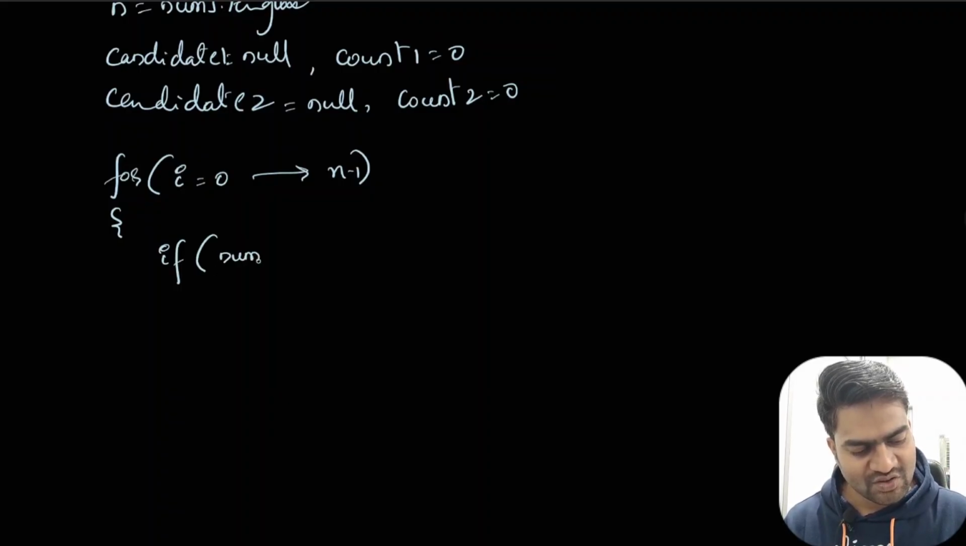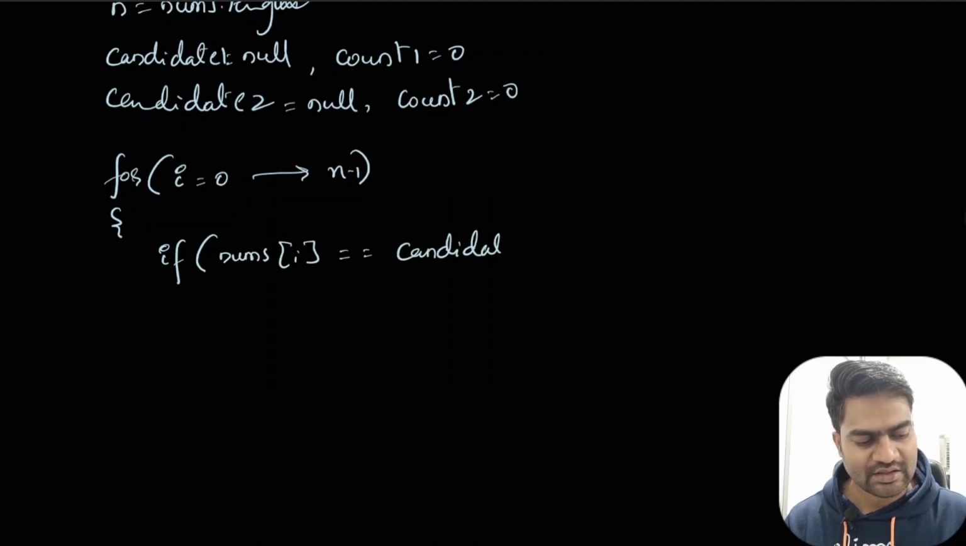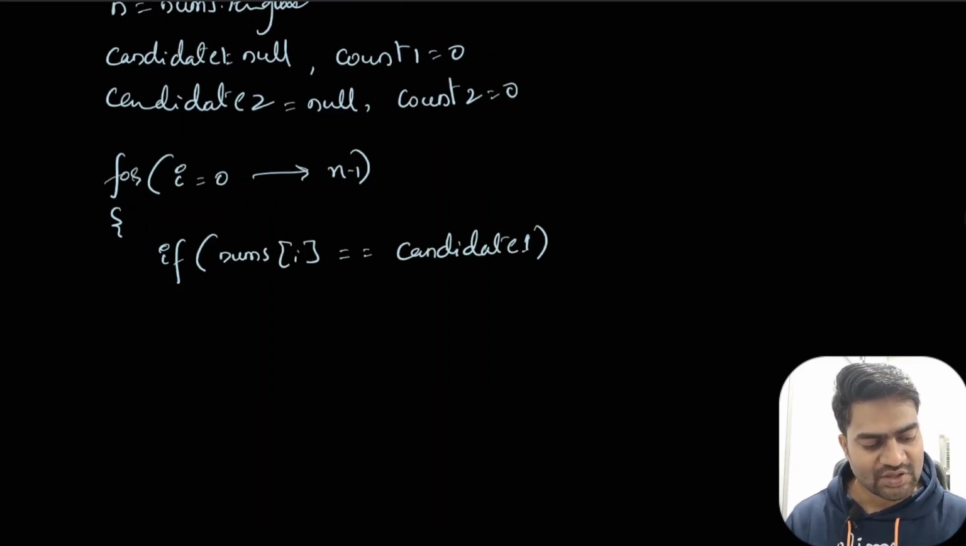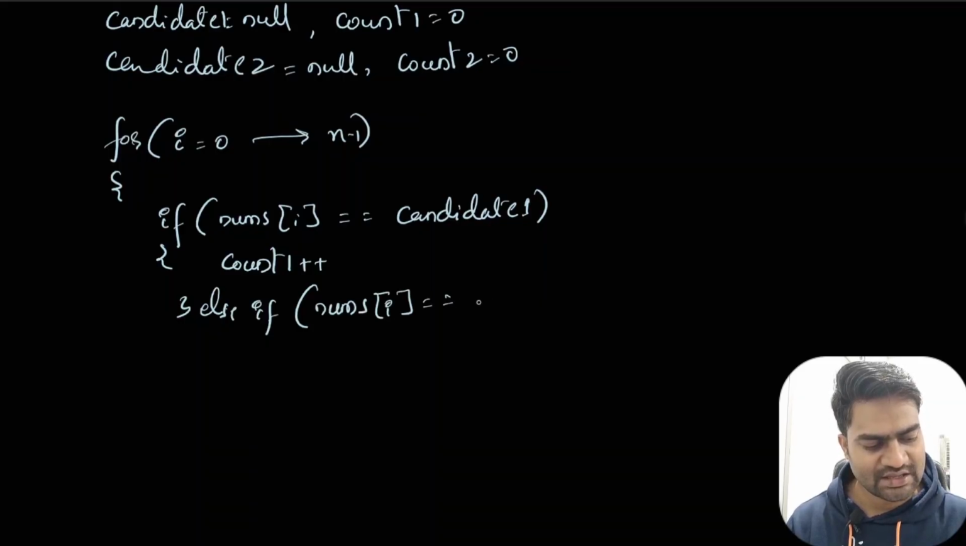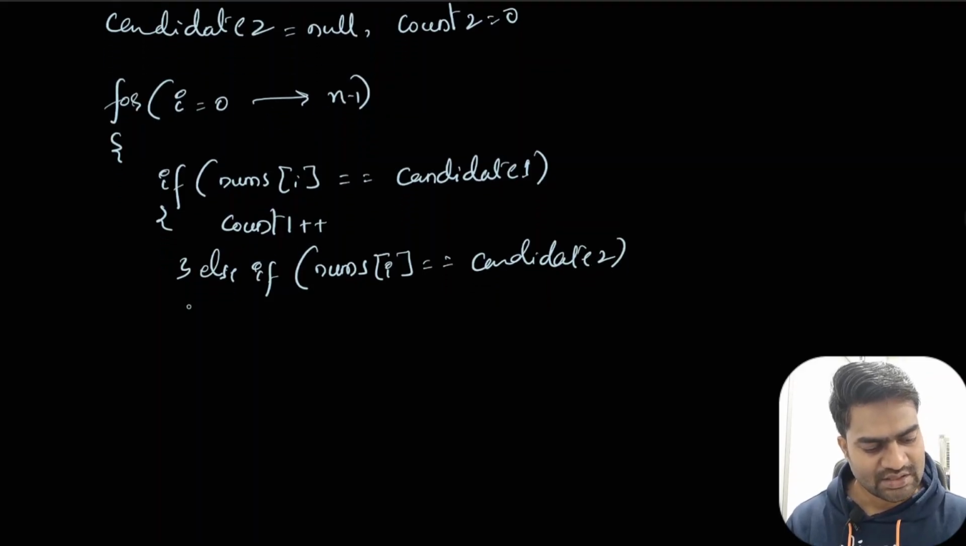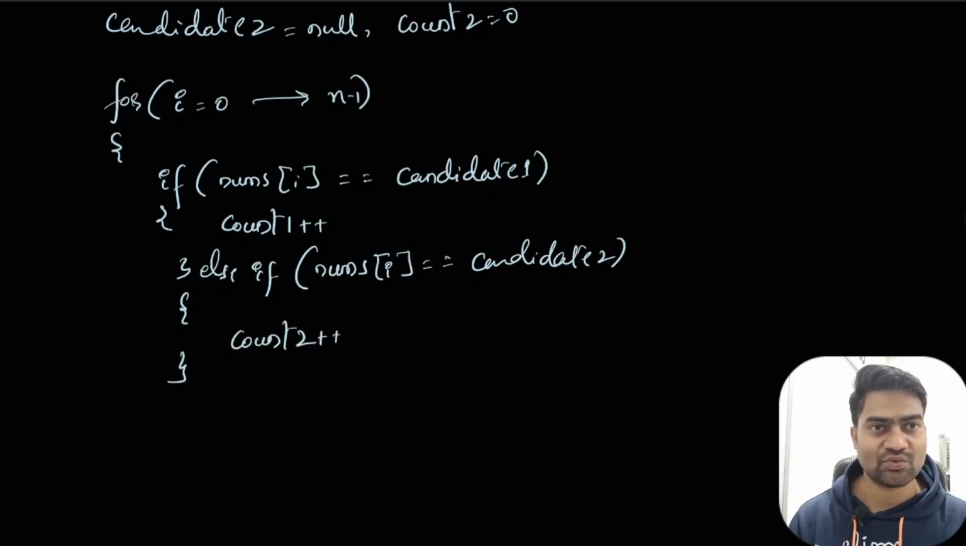Now what I will do, I will check if my nums of i is equal to our candidate 1. So what we will do, we will simply increment count 1, correct, right? If this is not the case, I will use else if. If it is not the case, I will check this with my candidate 2. Okay. So if it is equivalent to candidate 2, then I will have to increase the count of candidate 2. So I will do count 2 plus plus.